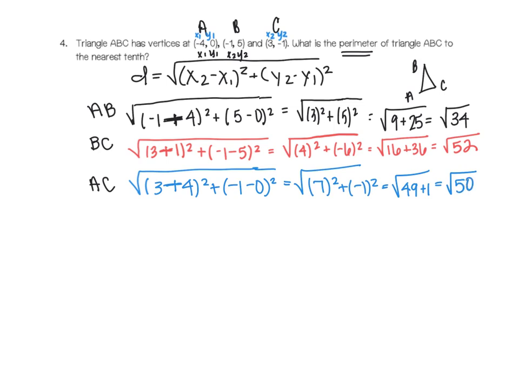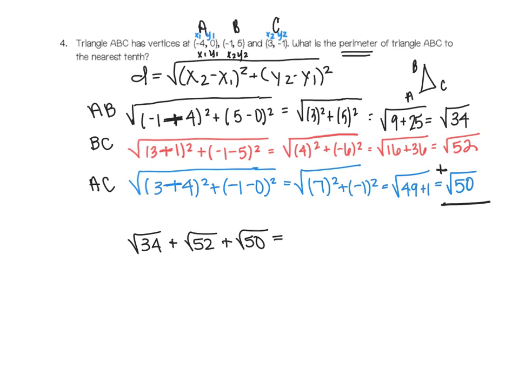Now, I have each of my side lengths. So I have side AB, side BC, and side AC. And I need to add all of those together. I would recommend adding them in the square root. So when you type it into a calculator, it would look something like this: square root of 34 plus square root of 52 plus square root of 50. And again, that's just so that I don't round too early and mess up my answer.